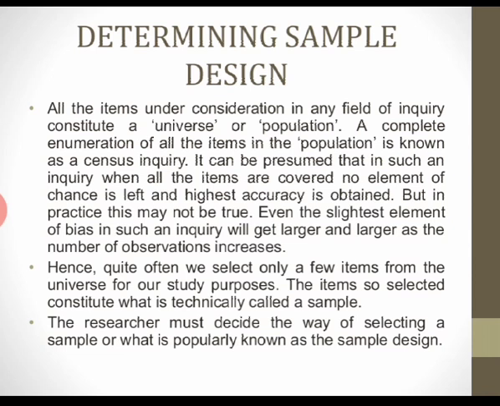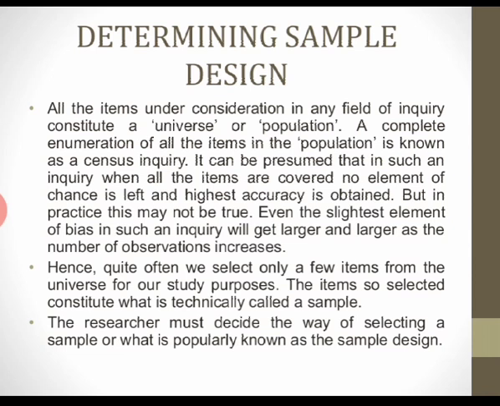That is, if you are collecting the information from all the people, then there is no chance for any kind of error. But in practice, this may not be true. Even the slightest element of bias in such an inquiry will get larger and larger as the number of observations increases. Hence, quite often we select only a few items from the universe for our study purposes. The items so selected constitute what is technically called a sample. This is the definition part.